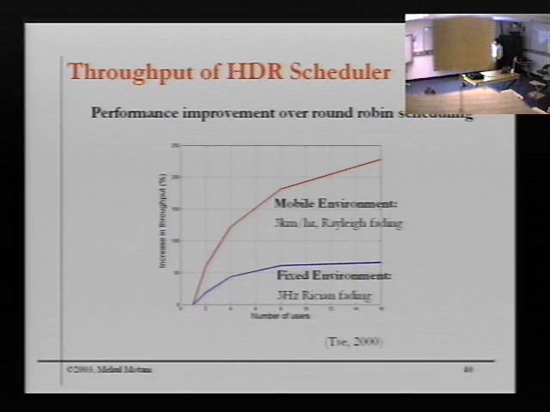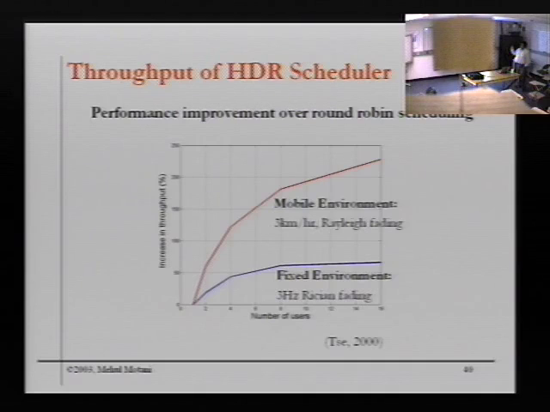But we see that the improvement over round robin in a fixed environment is modest, and eventually, as the number of users increases, it flattens out. But when I have a mobile environment and lots of time varying fluctuations on my channel, this increase skyrockets. This is a percentage, right? So you get a 200% improvement in throughput if I have 10 users.